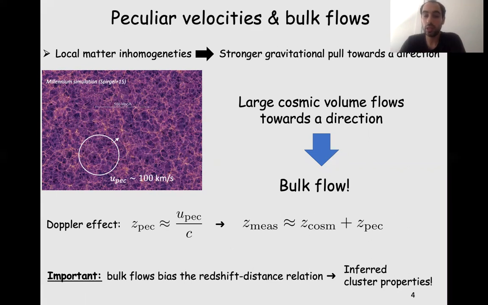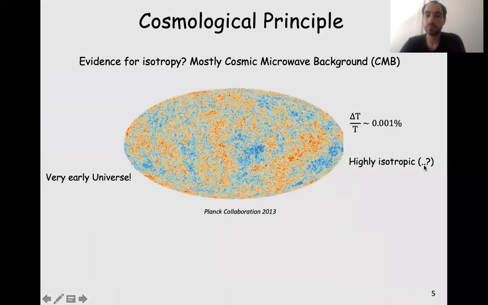As a result, if we ignore the existence of these bulk flows, we might mistake the measured redshift for the cosmological one, which means we will over or underestimate the true distance of our objects based on the redshift, and this bias will then propagate on the inferred cluster properties that depend on the distance of the objects. So the take-home message is that bulk flow motions, when ignored, can bias the inferred cluster properties we are measuring. What evidence do we have for the cosmological principle?